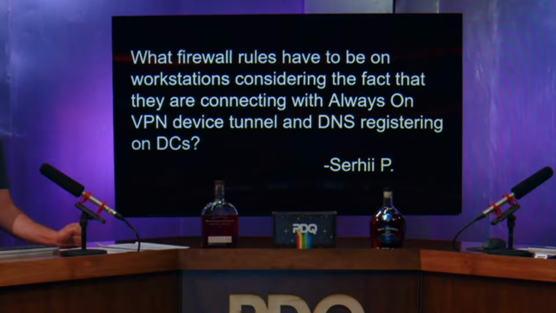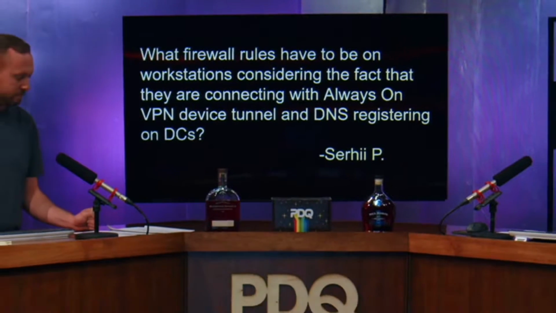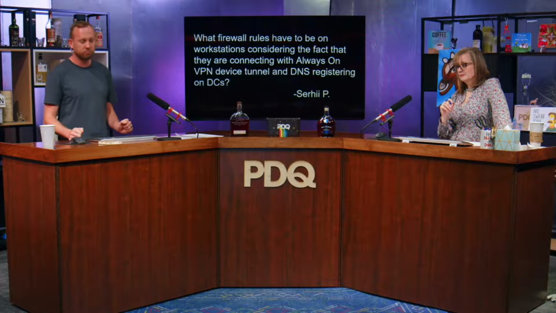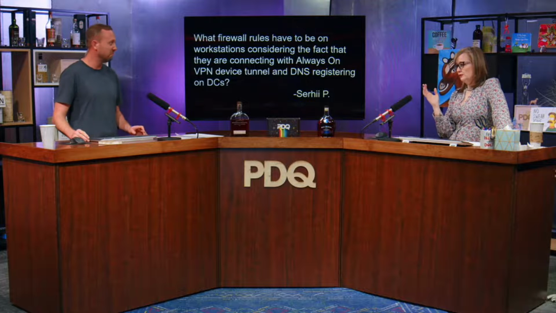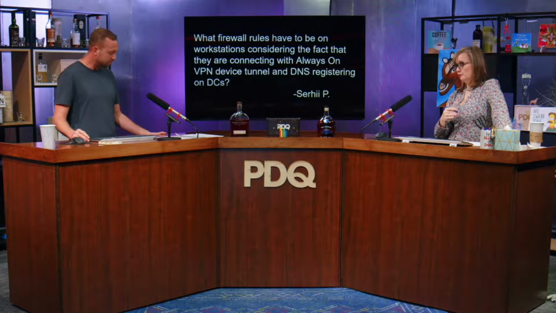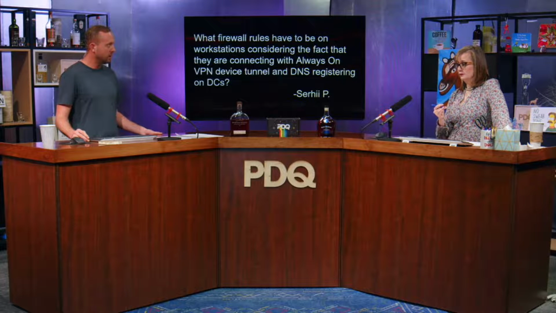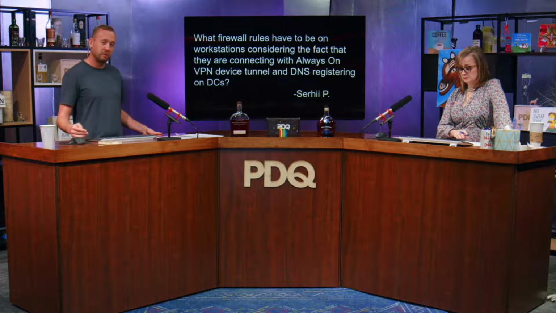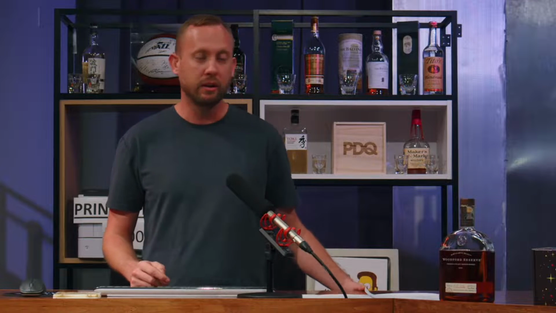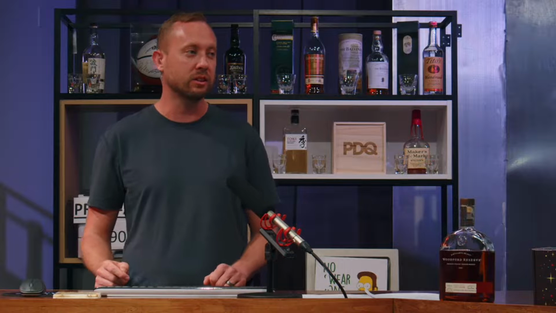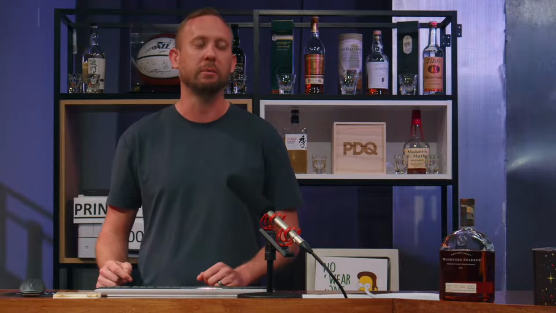What firewall rules have to be on workstations, considering the fact that they are connecting with always on VPN device tunnel and DNS registering on DCs? Thanks, and I apologize for not getting that name right. That's a brilliant question. There's an article linked in the outline that covers all the firewall rules, so you could just click on that. It covers absolutely everything. Long story short, SMB needs to be able to traverse the tunnel. ICMP needs to be able to traverse the tunnel. Then you should be good. And yes, just like Marcel called out, your biggest problem here is always going to be DNS.